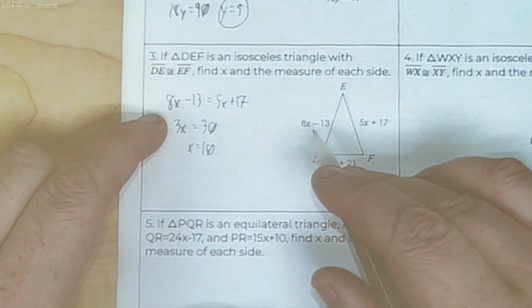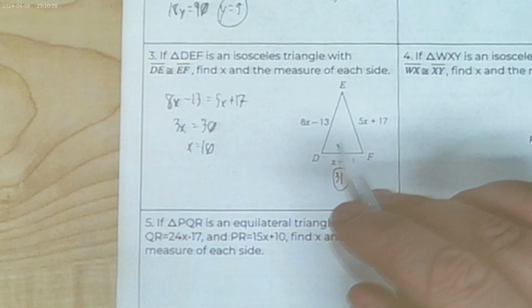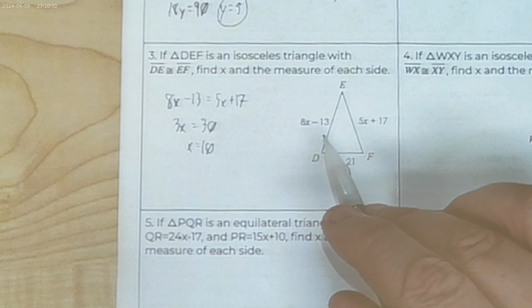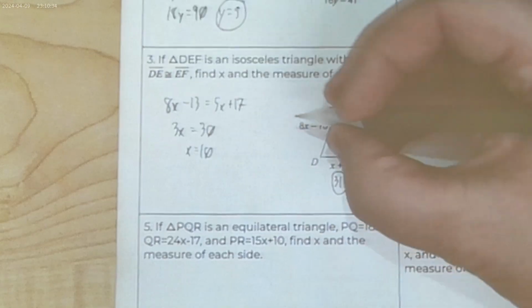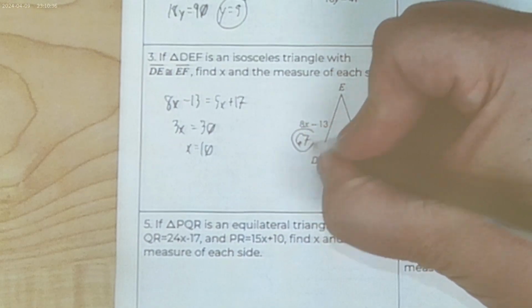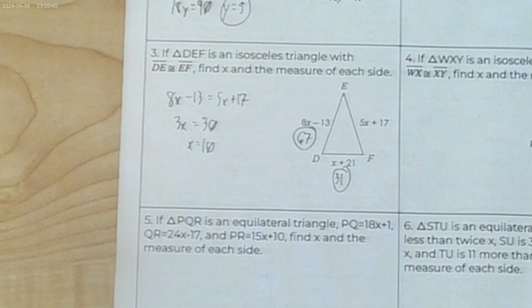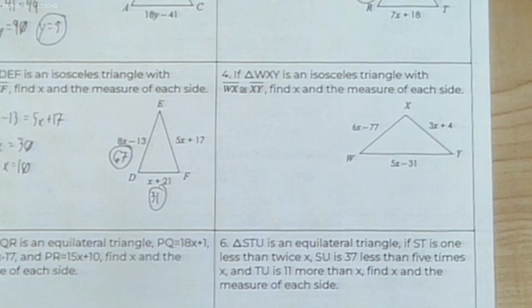So this one, 8x minus 13, substituting x equals 10, 80 minus 13. That's going to be 67. And that's our answer. That's going to be the side. All right, next one over.